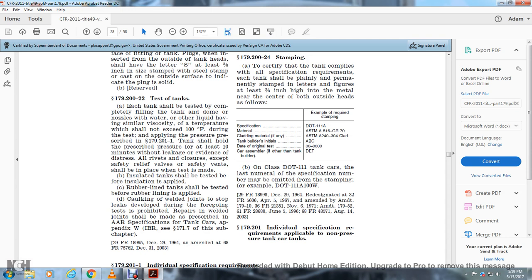All rivets and closures, except the safety relief valves and safety vent valves, shall be in place when the test is made. Insulated tanks shall be tested before the insulation is applied. Rubber-lined tanks shall be tested before the rubber lining is applied. Caulking welded joints to stop leaks developing during the foregoing test is prohibited. Repairs to welded joints shall be made as prescribed in AAR specifications, Tank Cars, Appendix W, IBR, see 171.7 of this subchapter.